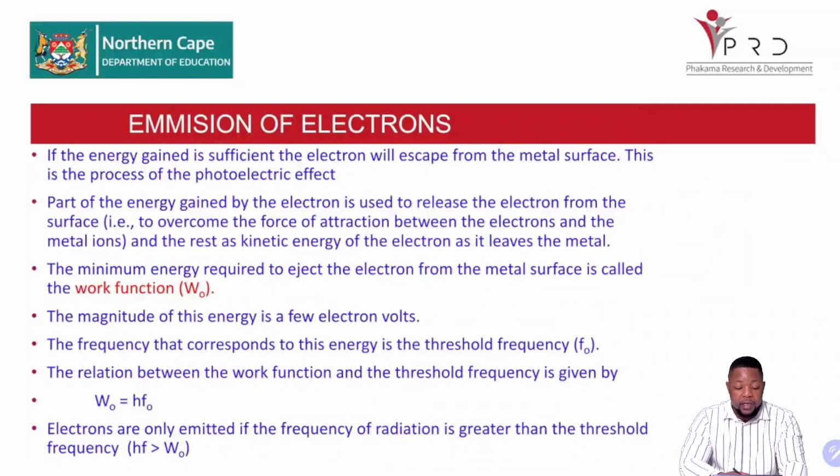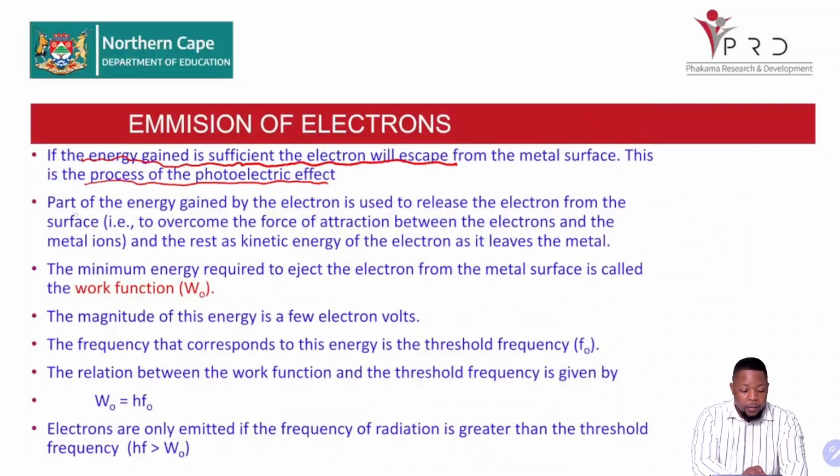Now, how do we get electrons to be emitted from a metal surface? Energy gained is sufficient for the electron to escape from a metal surface if a photon has the amount of energy that is sufficient to release that electron from a metal surface. Then we have the process which is called the photoelectric effect. If the energy of the photon is not enough to release an electron from a metal surface, then the photoelectric effect will not be observed. The photoelectric effect is only observed when we have light that carries photons that have energy that is enough to release an electron from a metal surface.